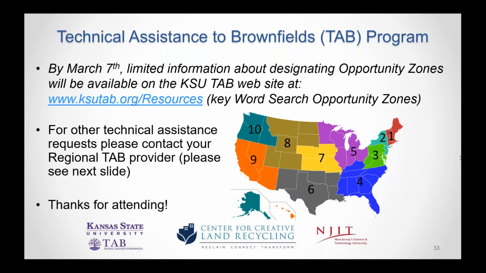TAB will be posting some limited but hopefully useful information about what's been learned about designating opportunity zones, what we know about that in different states, kind of as folks like Andy help folks figure that out as part of their practice. So check back, say midweek next week. We'll be posting what we know by state. And also, if you have other types of technical assistance requests about that or other things, you're always welcome to contact your regional TAB provider, which the contact information is on the next slide.